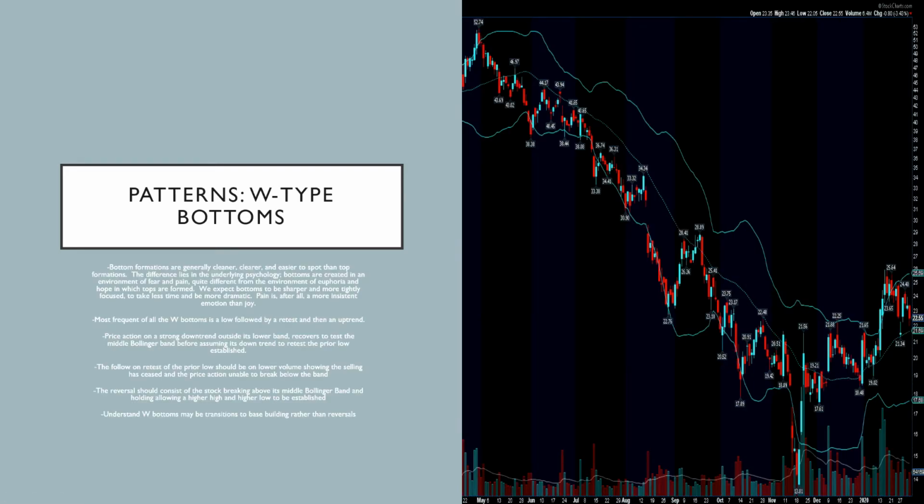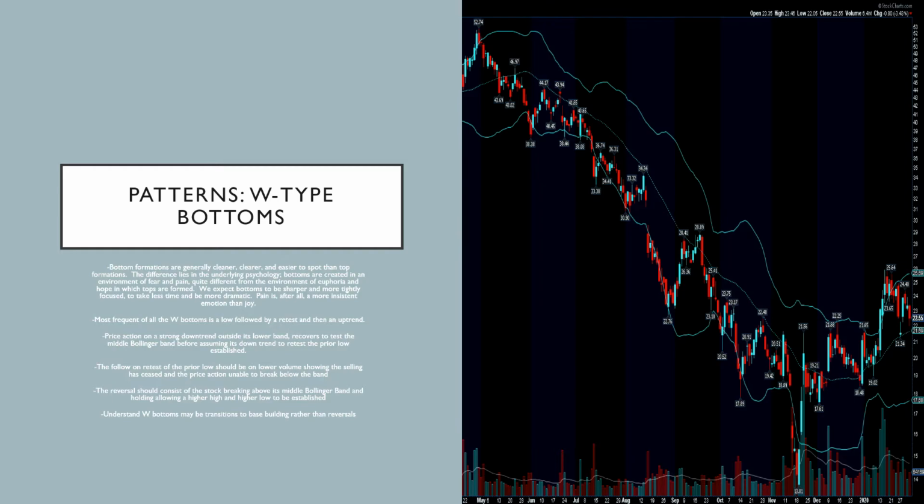Now, Bollinger Bands are also good for establishing patterns, because there are pattern traders out there that look for certain types of patterns. Okay, two common patterns with Bollinger Bands are W type patterns, which are also known as double bottoms. Okay, bottom formations are generally clearer and easier to spot than top formations.